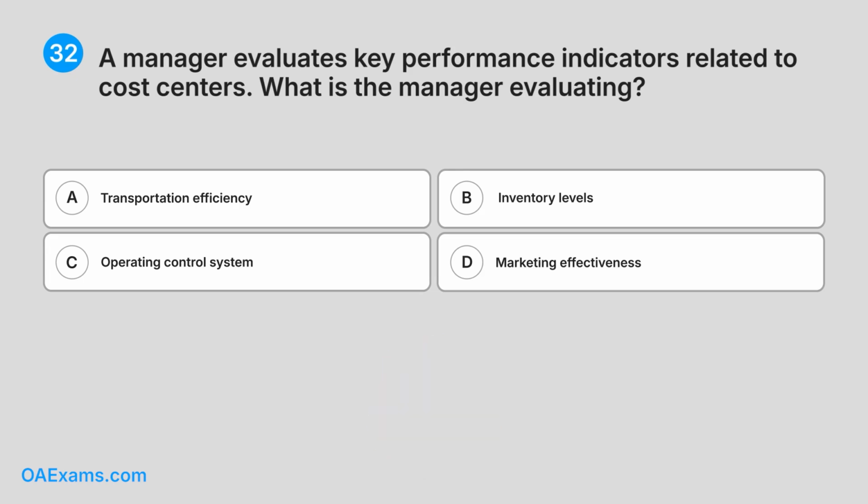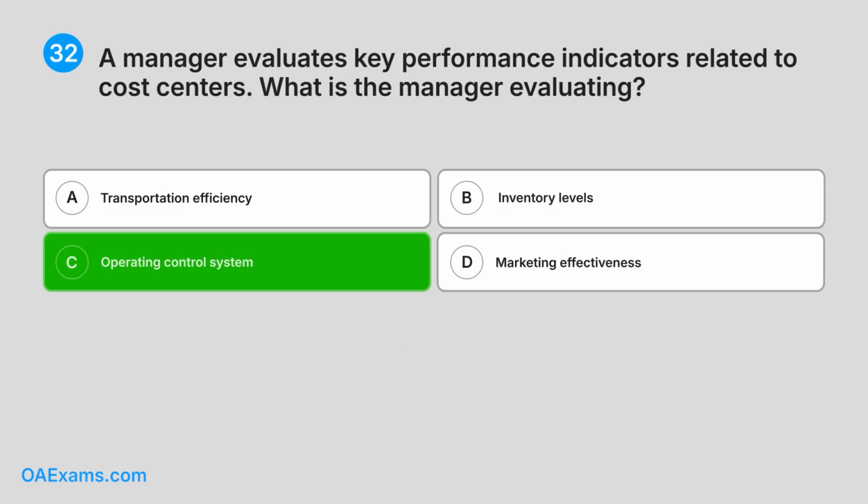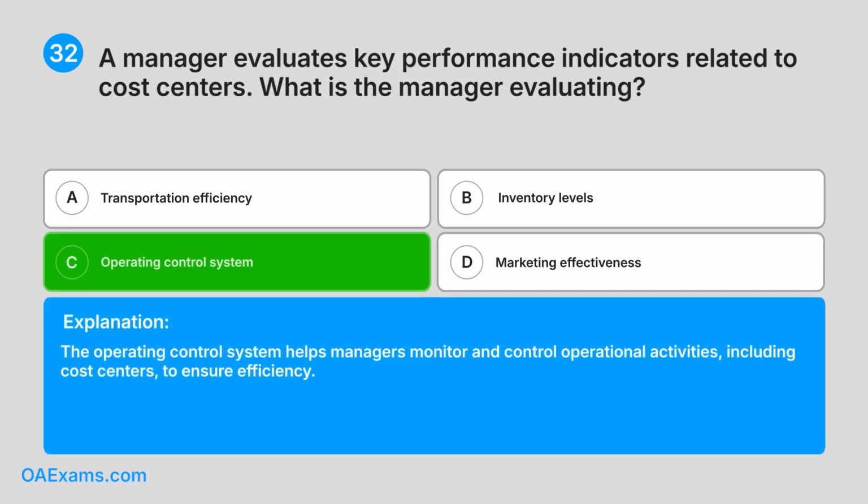Correct answer: C. Operating control system. Explanation: The operating control system helps managers monitor and control operational activities, including cost centers, to ensure efficiency.